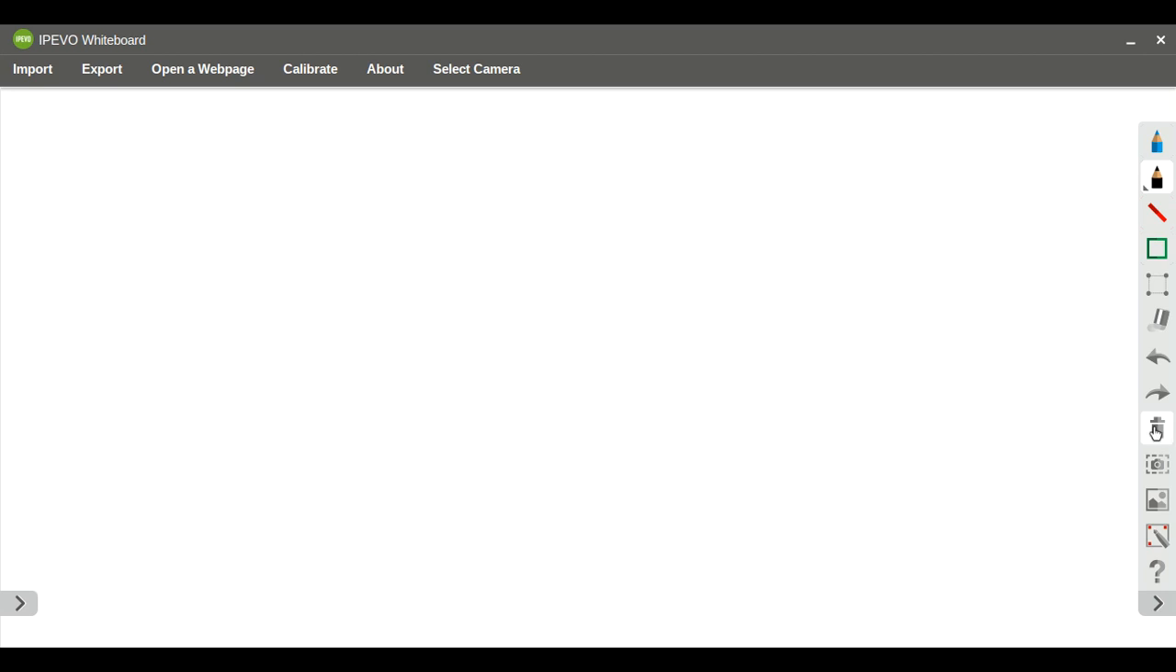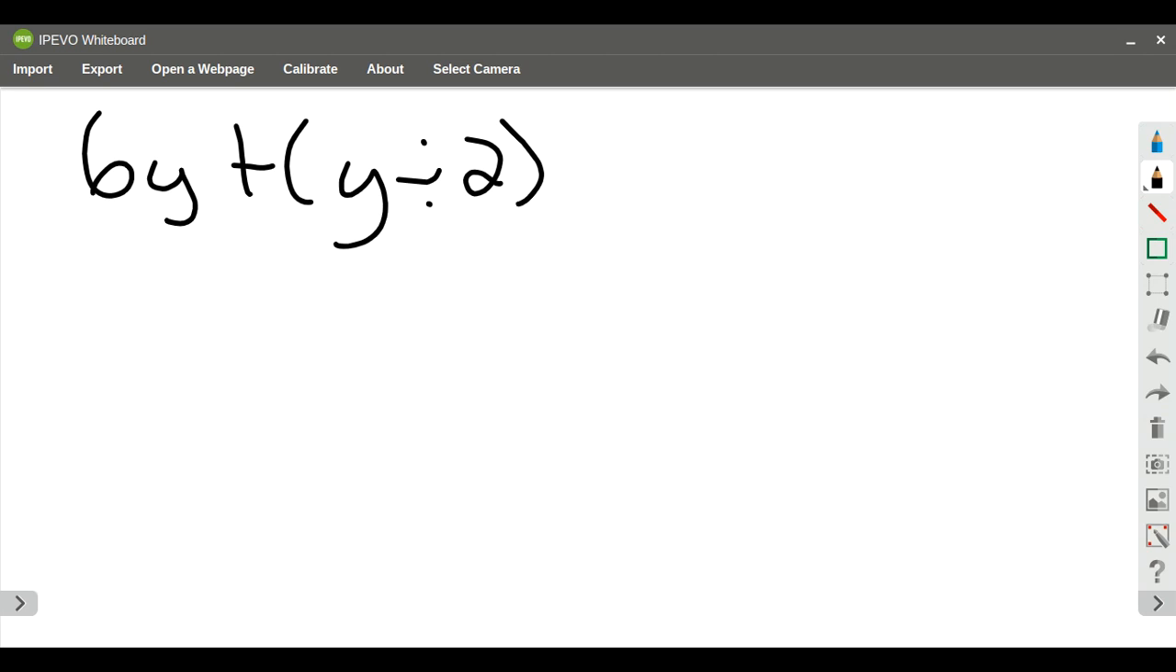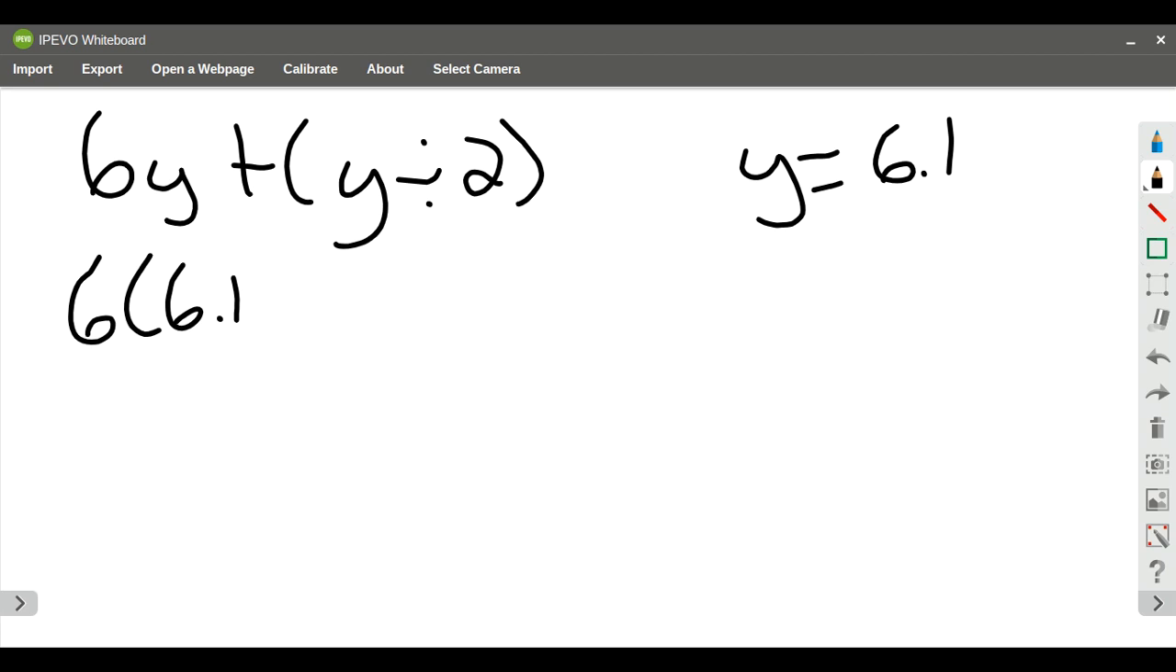All right, so the last problem that I'm going to take a look at is I'm going to do 6y added to y divided by 2, where y is equal to 6 and 1/10. So what I need to do here is I need to substitute for y both values. So I'm going to do 6 times 6.1 plus 6.1 divided by 2.